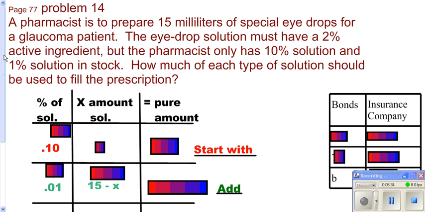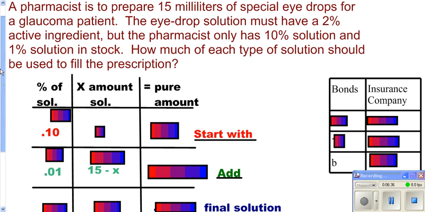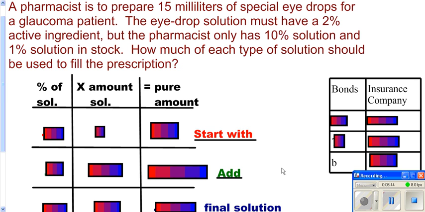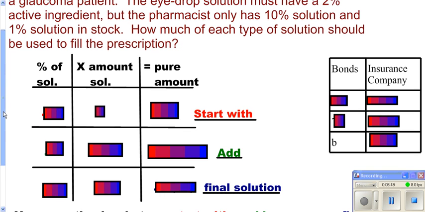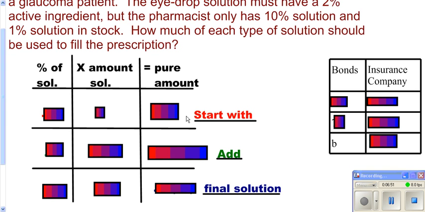Here we're dealing with a mixture problem. And once again, you may want to read through this before we continue on. Well, we have two solutions that we're adding together to give us our final amount. So we're going to make ourselves a t-chart. We're going to have the percent of the solution times the amount of our solution equals our pure amount. We're going to have the stuff we start with plus the stuff we add and our final solution.